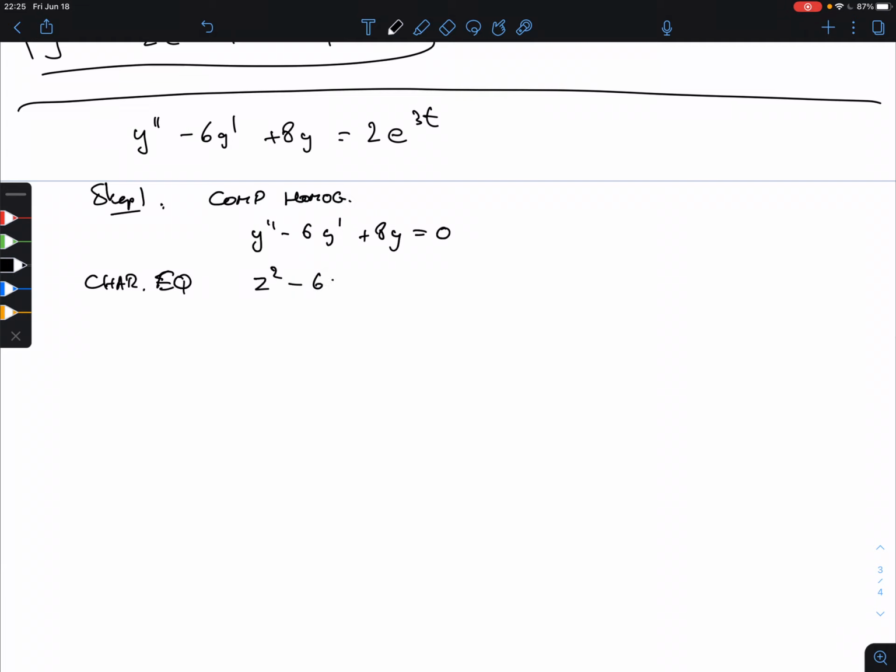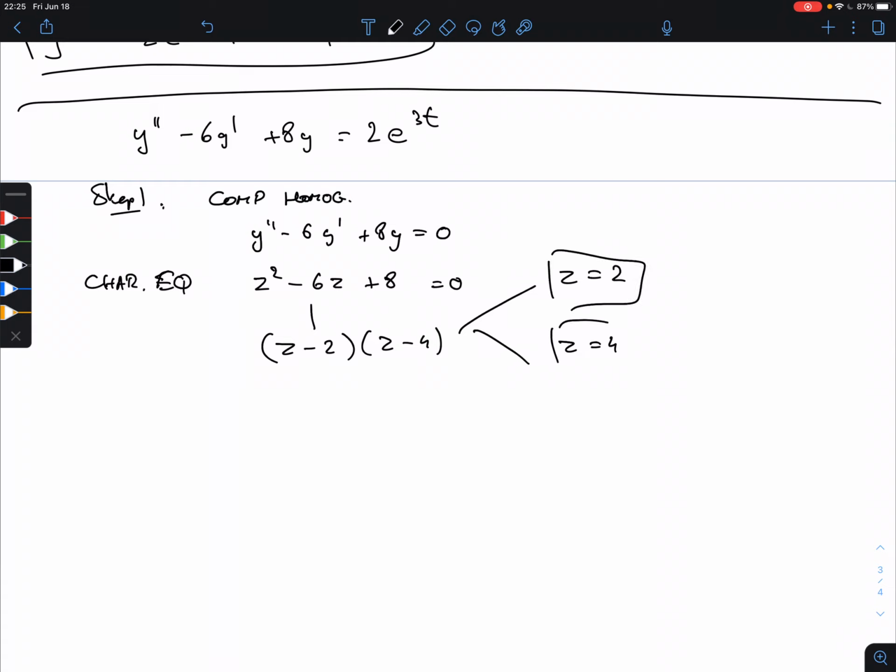So z squared minus 6z plus 8 equals 0. We know that we have to factor this as z minus 2 times z minus 4. So we get 2 roots, z is 2 and z is 4. Perfect. Once we have these roots, we can write down the general homogeneous solution. These are the coefficients in front of t in the exponent, and a and b are still to be determined.